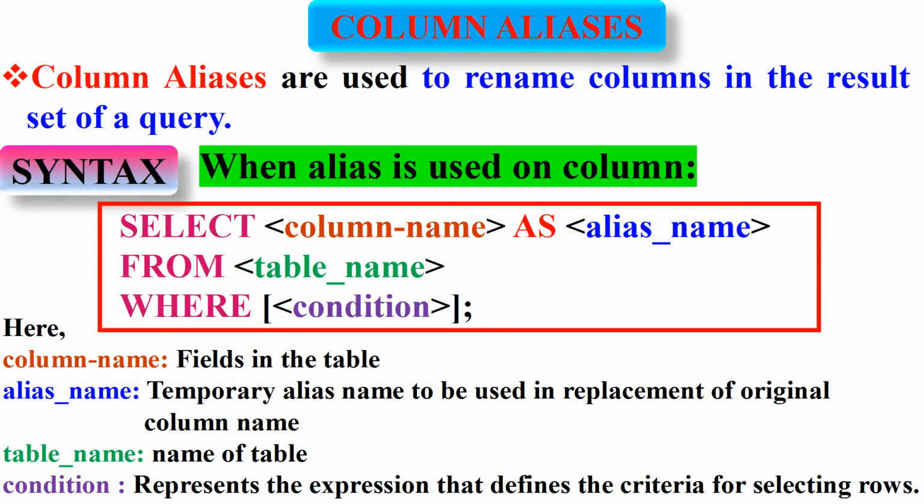Column aliases are used to rename columns in the result set of a query. Using a column alias name, we can give different names to columns for display or output purposes only. They are created to make column names more readable.